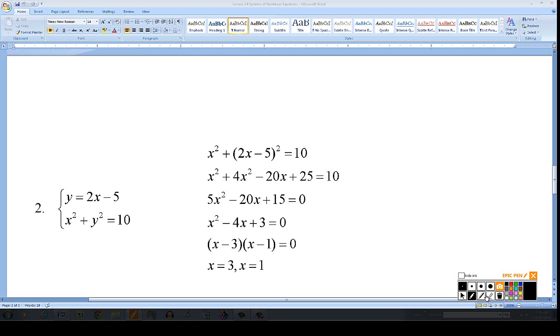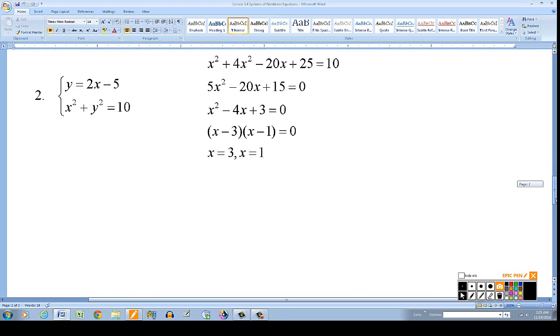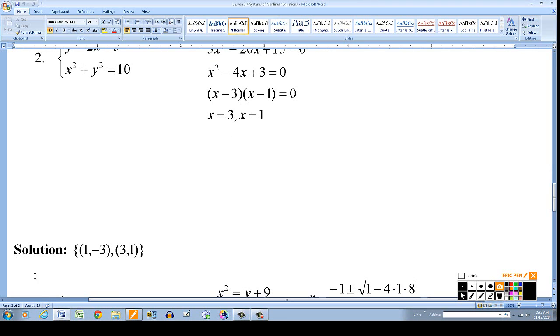So we can write the solution in a solution set as 1, negative 3 and 3, 1.